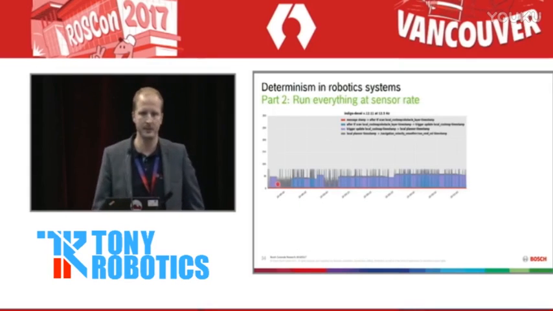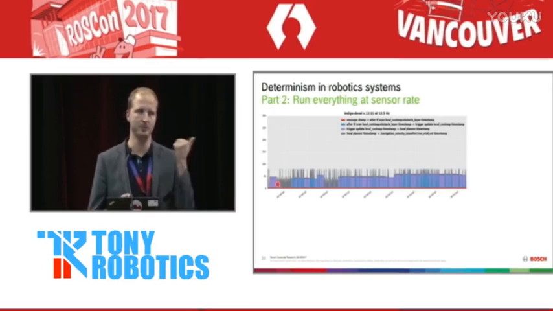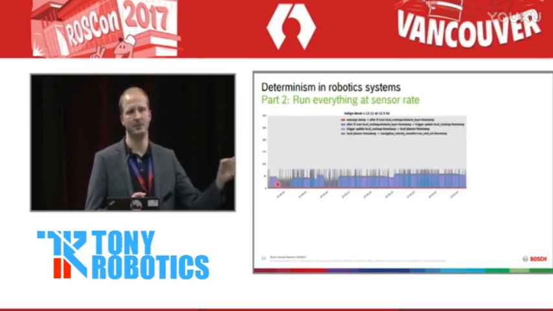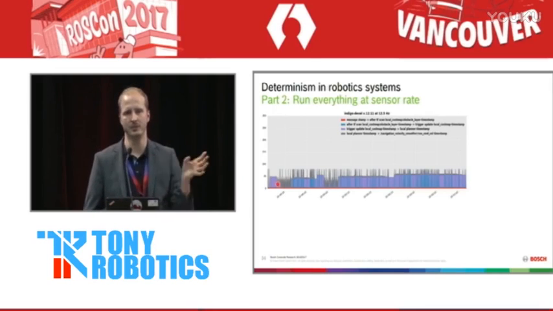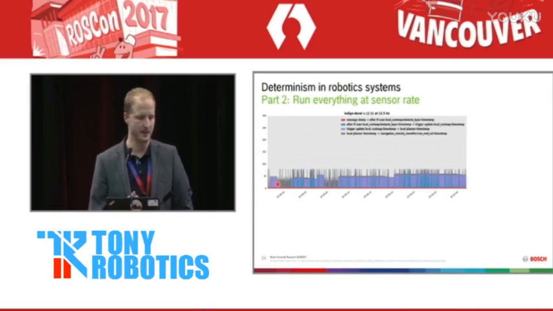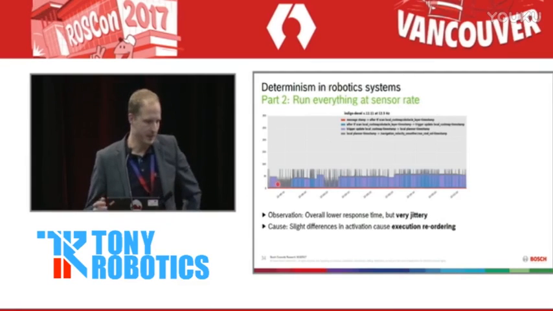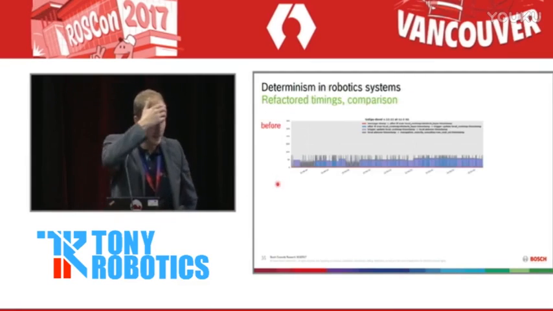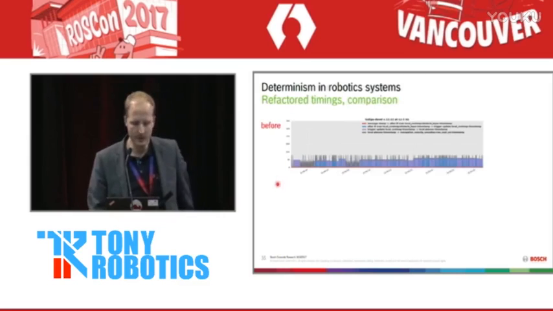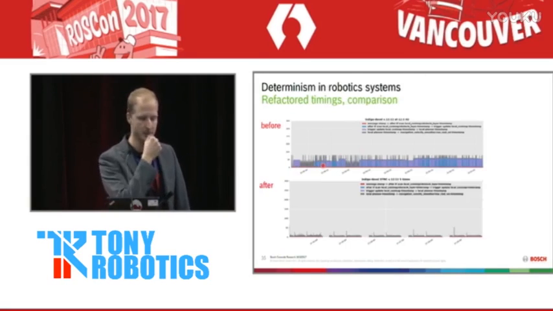And first of all, I should have said before that the sensor rate and the controller rate weren't synchronized. So now we did that, let's run the controller at the sensor rate. And this gets that quite a bit lower, but it's very inconsistent, jittery. And again, we have this reordering. And then this is again the one from before, so we refactored that. And that's the result after refactoring.